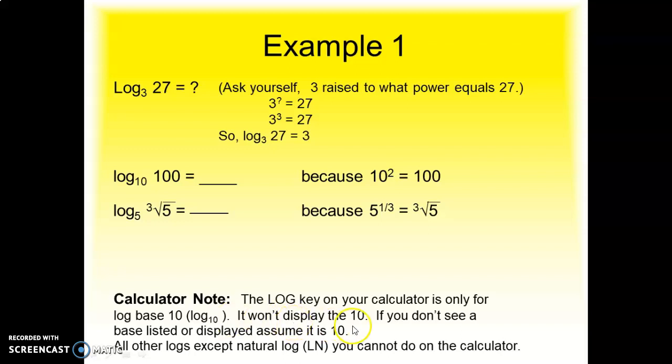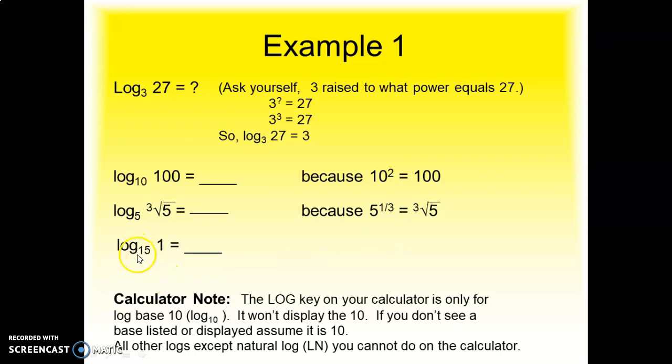Okay. Yes. The other logs, except for the natural log, you cannot do on the calculator. Natural log is ln. Okay, we'll talk about that in a second. All right, here's another one.